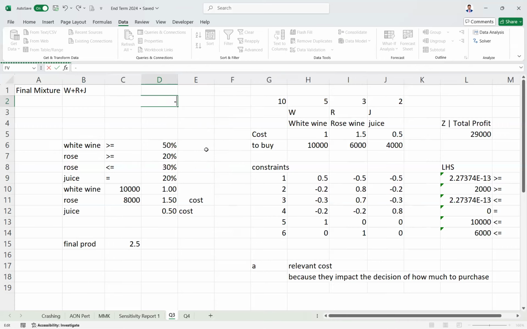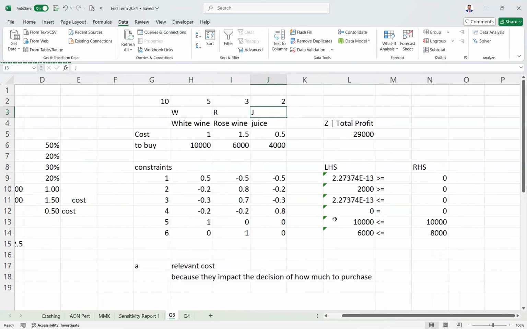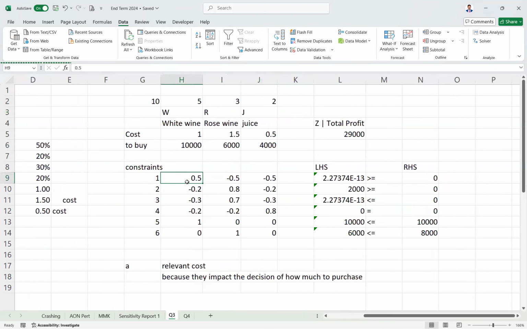Once you form that equation, carefully find the coefficients, and sometimes write them in the same order, W, R, and J, even while you are writing. Sometimes you might mix up the coefficients and not get the correct answer. So once you have the coefficients, these four are the same coefficients. First one is 50%. R is greater than 30% and less than 30%. J is equal to 20%.